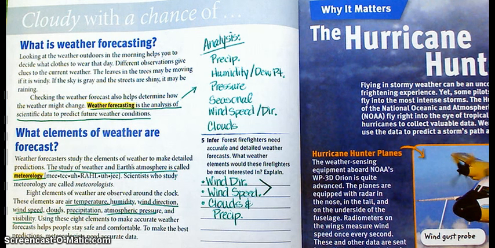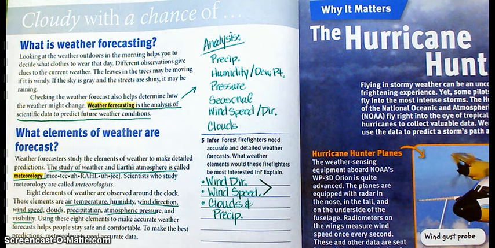Okay, on number 5 it says, infer. Forest fighters need accurate and detailed weather forecasts. What weather elements would these firefighters be most interested in? Well, yes, they would need to know cloud cover and precipitation, but as far as trying to come up with a strategy on how to fight a forest fire, they're also really going to need to pay attention to wind speed and wind direction.